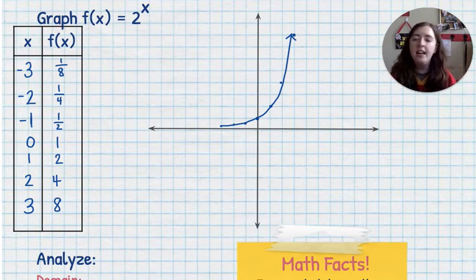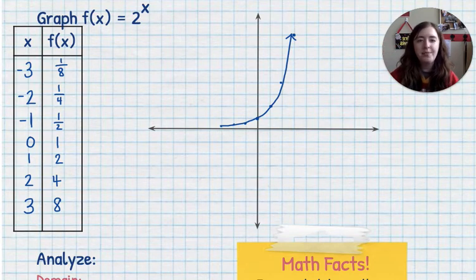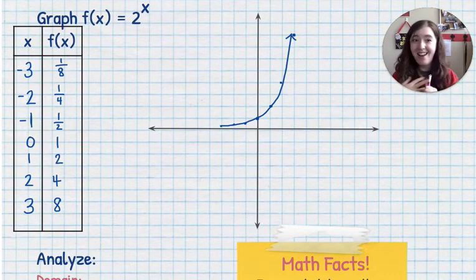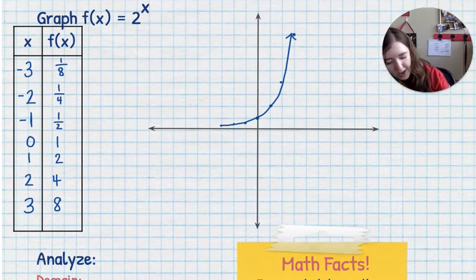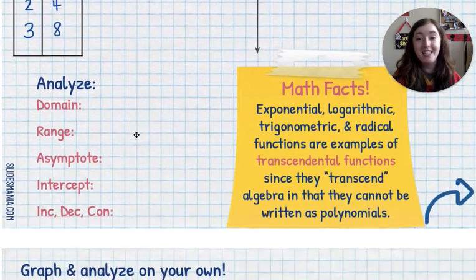If I had 2 to the -4th, I'm just going to get a smaller fraction. I'm just going to get smaller and smaller and smaller. But is there anything that I can take 2 to the power of to make it 0 or negative? No. So what's happening here is this graph is going to get closer and closer to the x-axis, but never touch it.